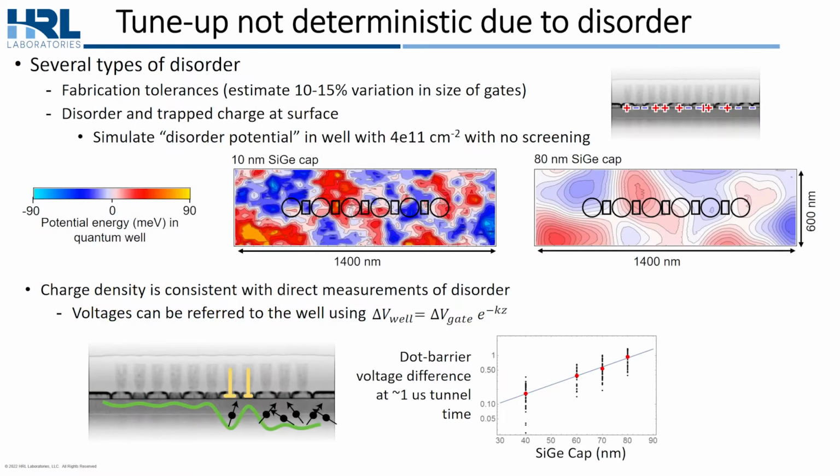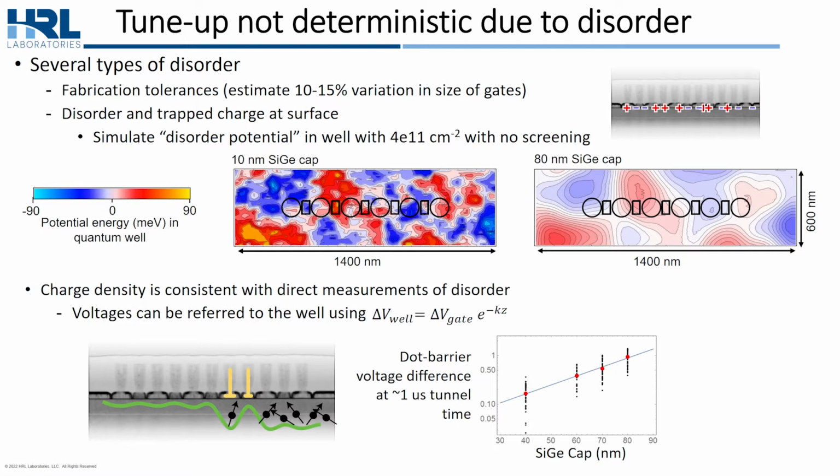You can ask, why can't we just set the voltages? I showed you images that have materials and dimensions, so why can't we simply solve the electrostatics problem and deterministically set our voltages? And we can't do that because there's disorder. There are several types. Maybe the simplest one is fabrication tolerances, which means that the size of the gates, we only know them to within about 10 or 15% when they come out of fab, and so the voltages have to be adjusted accordingly.